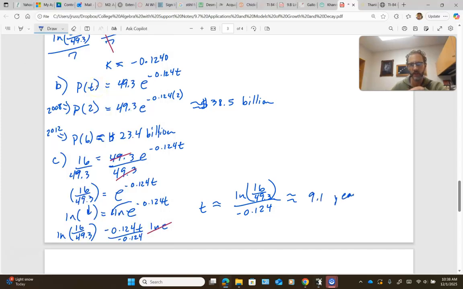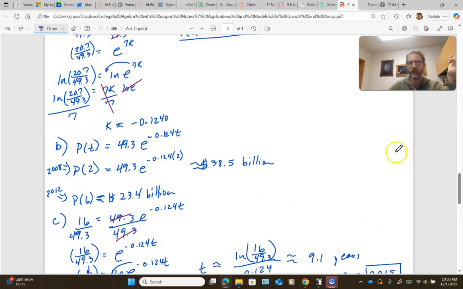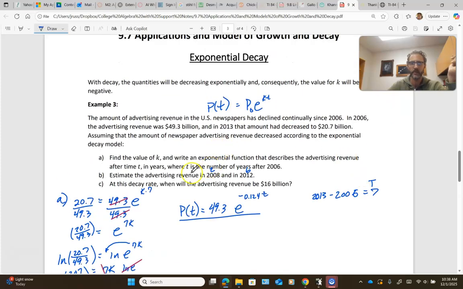9.1 years. Again, remember, if it asks when will the revenue have fallen to $16 billion, we're counting from 2006. So, in other words, 2006 plus roughly 9 years would be 2015. So this is actually the answer to your question. So you have to be careful here. You've got to keep in mind that this function models the decline in revenue from 2006.